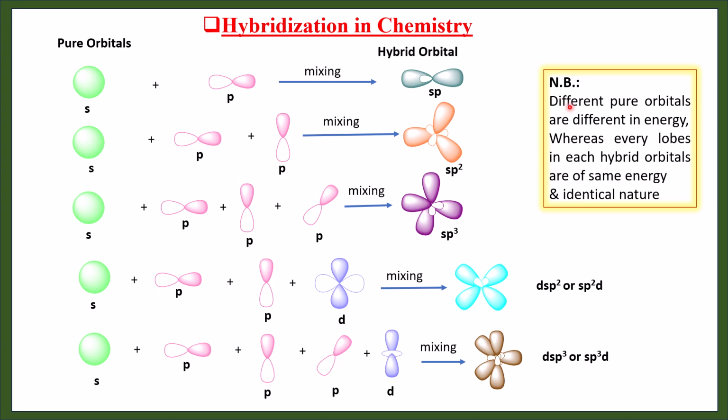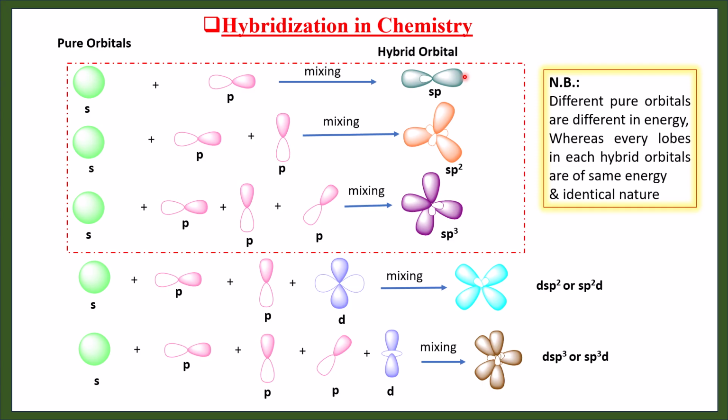As these pure orbitals after mixing give hybrid orbitals, these pure orbitals are of different energy. Keep in mind that hybrid orbitals each have identical energy and identical shape. As we are talking about organic compounds, which is mainly the chemistry of carbon, it has only sp orbitals. So we will further talk on only these three, sp, sp2 and sp3 hybridization, in the next few sections.